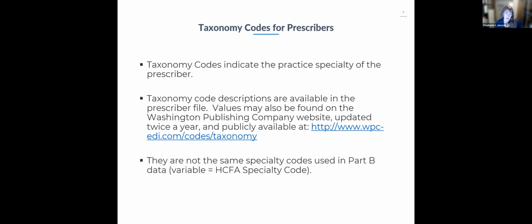The taxonomy codes, like we mentioned, would indicate the practice specialty. If you've worked with Part B data on the carrier file, for example, there is a variable called HCFA specialty code. Those are specialty codes that providers use when they're billing CMS. When they signed up with CMS as a participating provider, they let CMS know what specialty they had. This is not exactly the same thing, so you may find occasionally some discrepancy there.